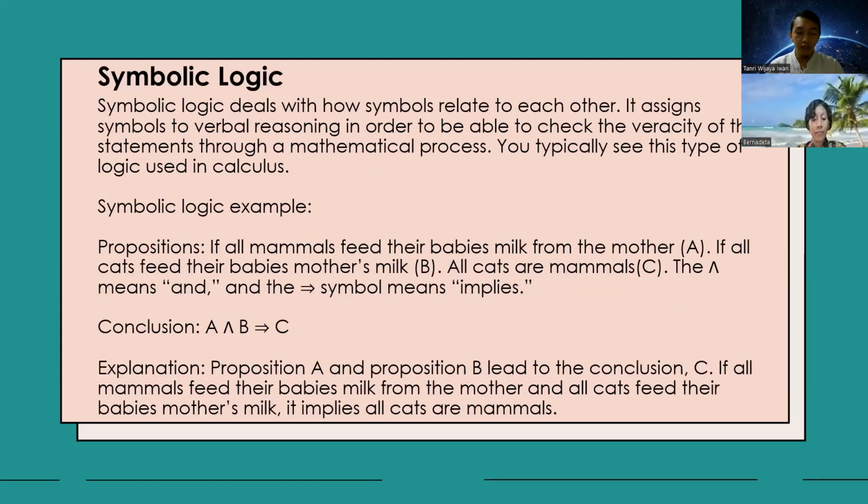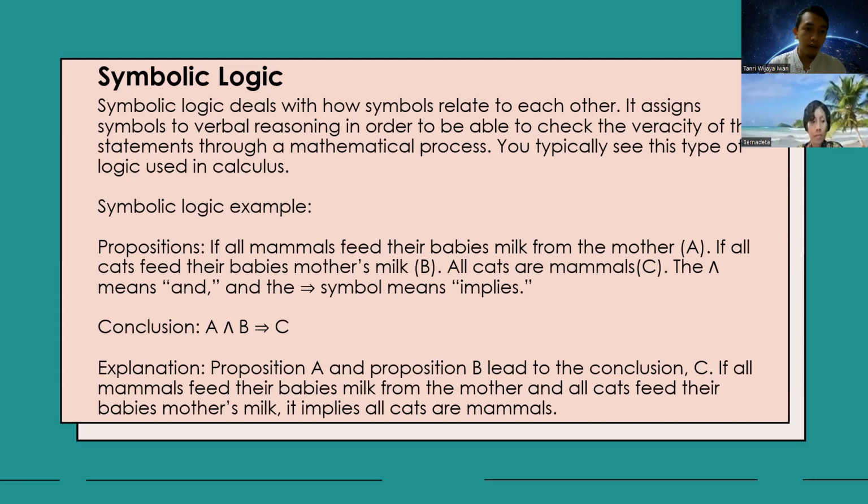Actually, there are two main kinds of logic that we already mentioned: formal and informal logic, which include deductive or inductive reasoning. But we have an additional kind of logic called symbolic logic. It's quite similar to the previous types, but this kind of logic deals with how symbols relate to each other. It assigns symbols to verbal reasoning in order to check the veracity of statements through a mathematical process. We typically see this type of logic used in calculus.